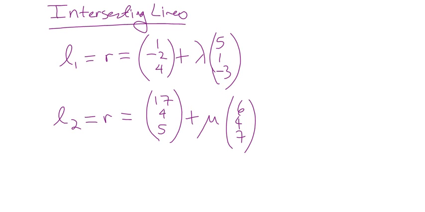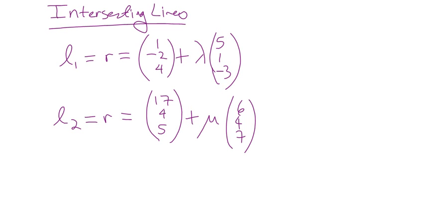So here's the question. Do the lines intersect? And if so, what are the coordinates of the point of intersection? I'm going to say yes, they intersect. So how do we find out if things intersect? You set them equal to each other and see if you can solve. If you can solve, then they intersect. If you can't solve, then they don't intersect.